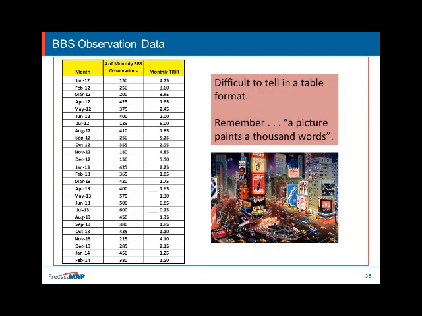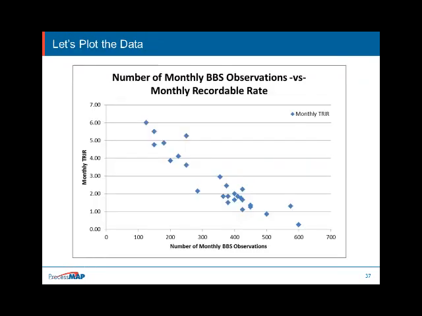Well, you respond by taking a look at the data. Okay, here's the data in table format, and it's difficult to tell here. If we remember, a picture paints 1,000 words. So let's take a look at this from a picture standpoint. Very easy to do in Excel. In the left-hand column, we do what we call a scatter plot. Tell Excel in the graph to do a scatter plot.